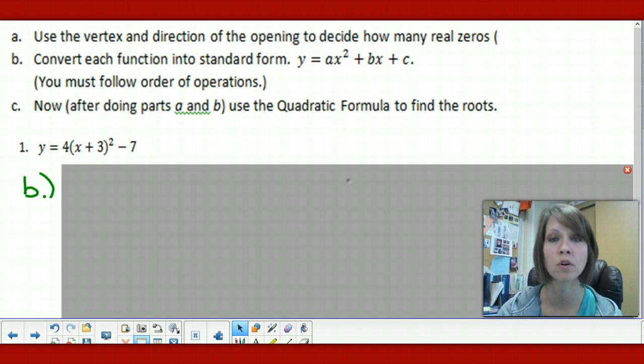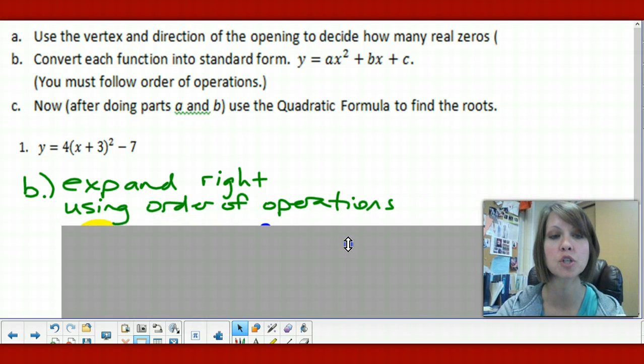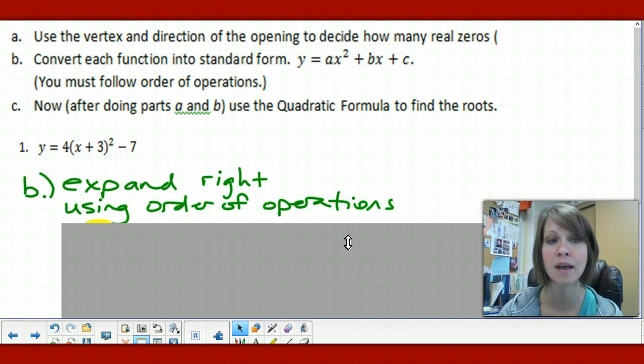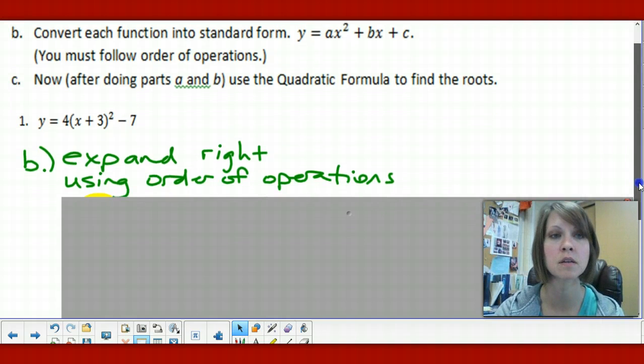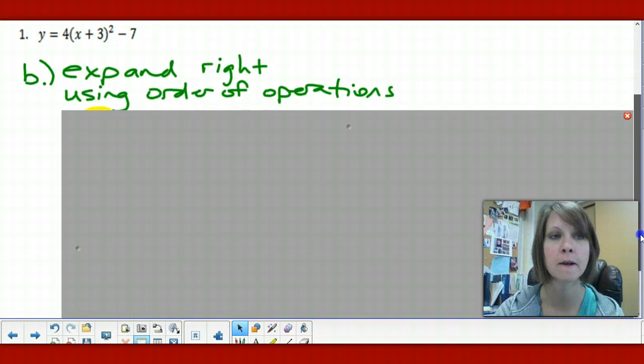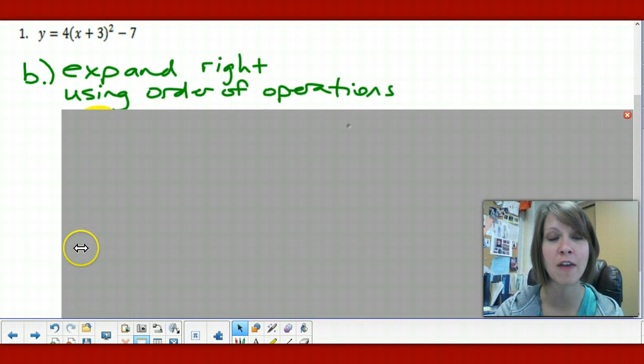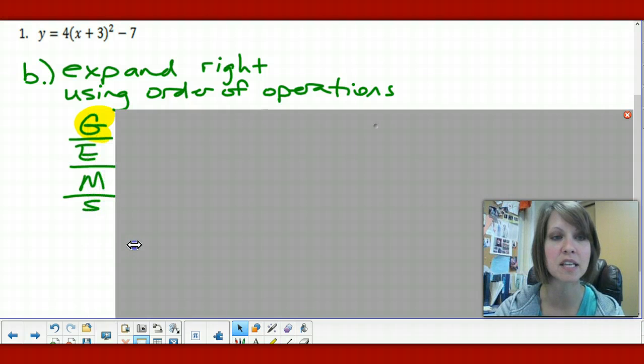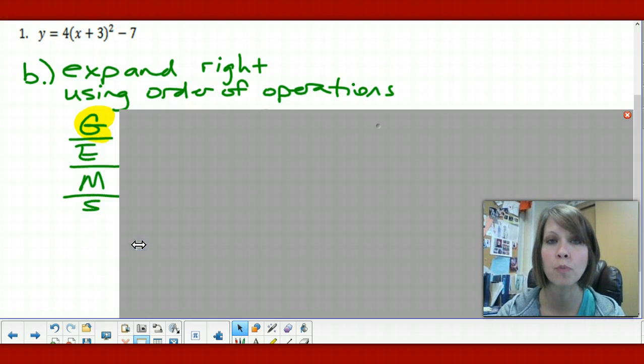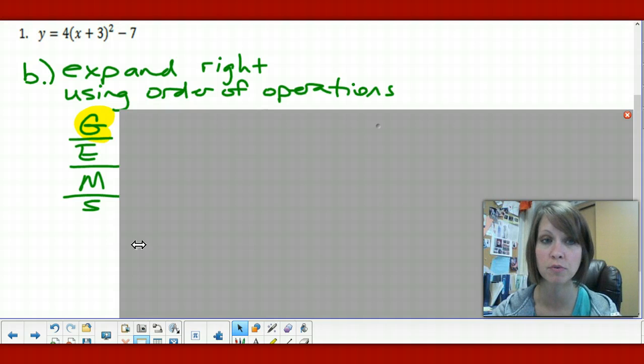You must follow order of operations. Okay, and I've written that again right here to remind you. We're going to expand the right side of the equation using order of operations. Now, for order of operations, you might be thinking, please excuse my dear Aunt Sally. You know by now that I am not a fan of that. Instead, I like to think of it as GEMS: grouping, exponents, multiplication, subtraction. Now, wherever there's multiplication, division also is included. And wherever there's subtraction, addition is included.